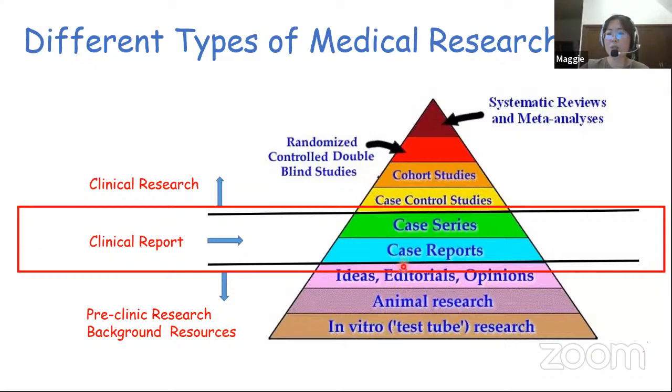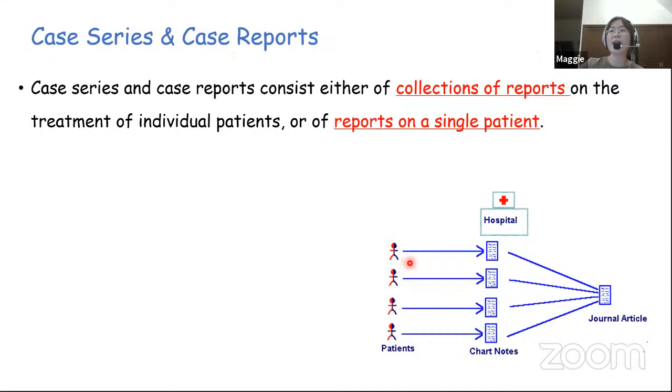Next, let's introduce the clinical reports. So first is the case series and case reports. Case series and case reports consist either of collections of reports on the treatment of individual patients or of reports on the single patient. What does that mean? You can see the figures here.